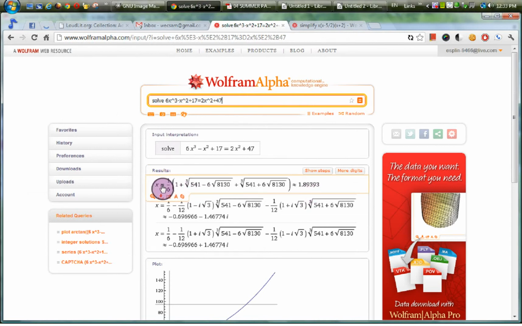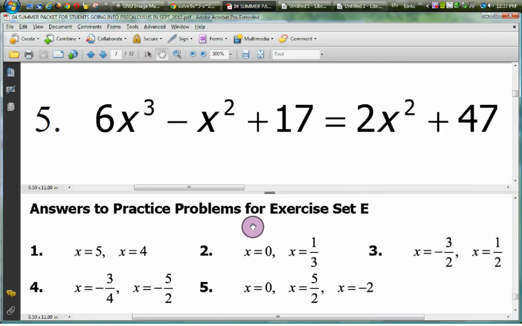Here are the results. The first root is irrational. The second root is imaginary. And the third root is also imaginary. Well, curiously, those aren't the answers that they provide on page 30 of the same packet. The answers, according to the answer key, are x equals 0, x equals 5 over 2, and x equals negative 2. So what happened there?